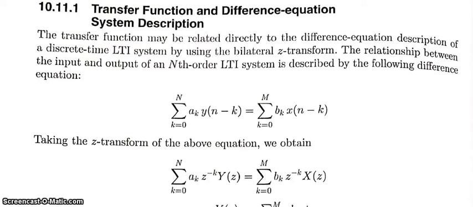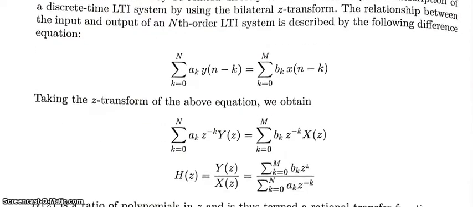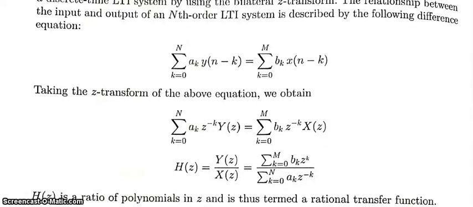Also, if we are given the difference equation description of a system, then we can find the transfer function by making use of Z transform. Okay, so we know discrete time systems can be expressed by means of difference equation. Here they have given a general expression of a difference equation representation. Again, y of n represents the output and x of n represents input.